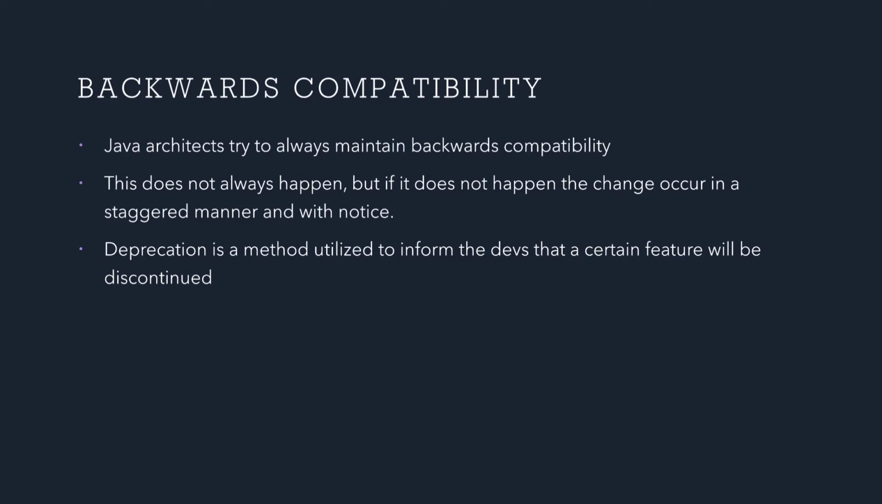This is not 100% true, but changes that don't allow backwards compatibility occur in a very staggered way and with notice. Java architects use deprecation as a technique to warn developers that a change is going to be applied.